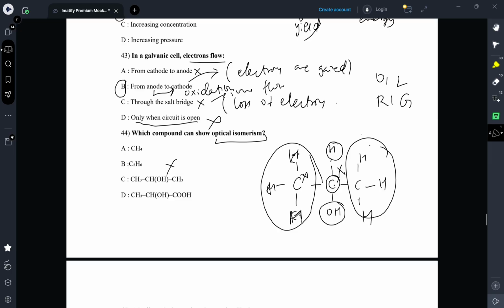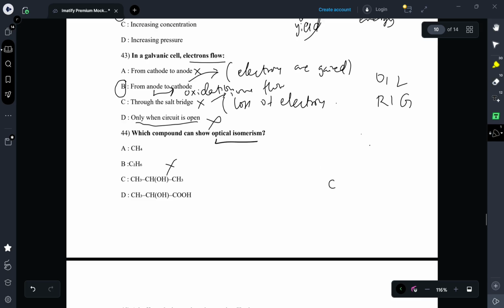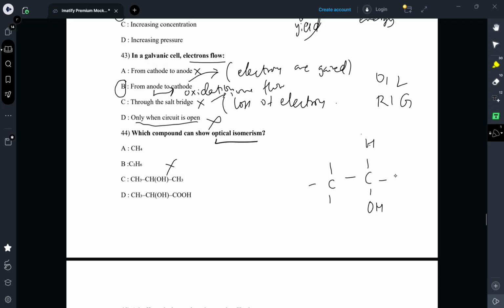Now let's look at the last option. So the last option, we have CH3, C, H, OH, C, OH. Now let's look at this one first. Is it chiral? No. Because as I told you, it should be sp3 hybridized. Whenever we have a double bond, it's not sp3 hybridized, it will be sp2 hybridized. So this cannot be a chiral carbon.